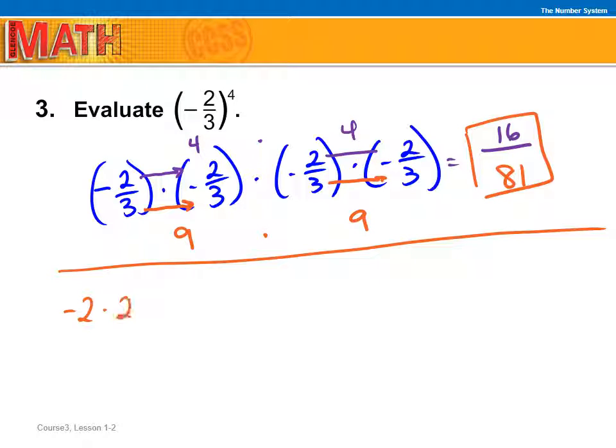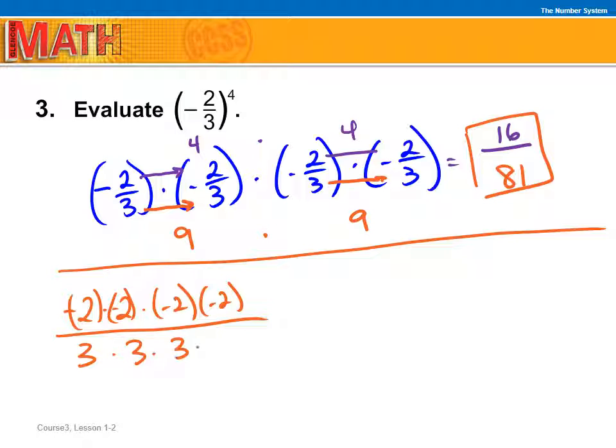You can also write this as negative 2 times negative 2 times, let me put this in parentheses, negative 2 times negative 2. So the negative 2 is factored 4 times, and 3 is also factored 4 times. So multiplication, 2 times 2, 4, 4 times 2, 8, 8 times 2, 16. 3 times 3, 9, times 3, 27, times 3, 81. Either way is okay to do.